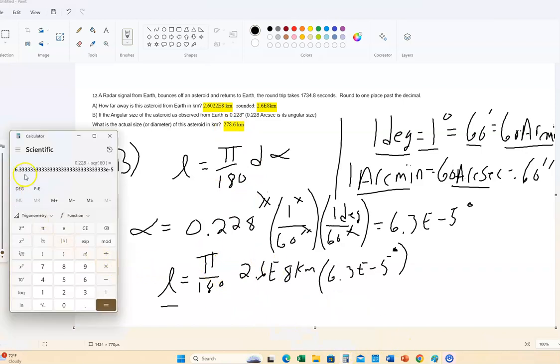There's the angle. It's already in here, so I'm just going to multiply that times the distance. So it's going to be times 2.6 times 10 to the eighth, and then times pi, and then divided by 180. That's exactly what we get. If we round it to one place past the decimal, this is 287 point.